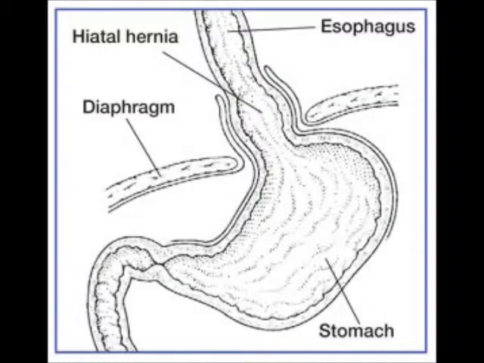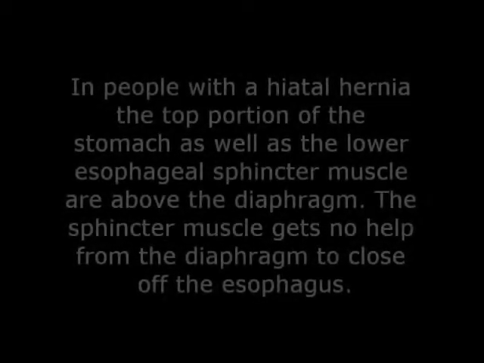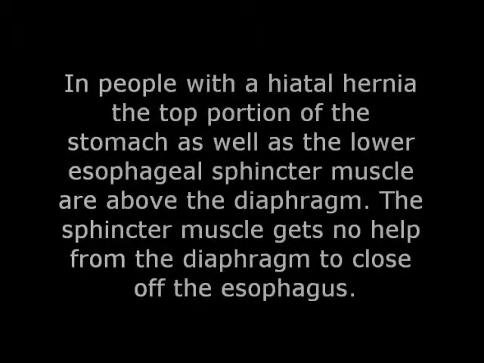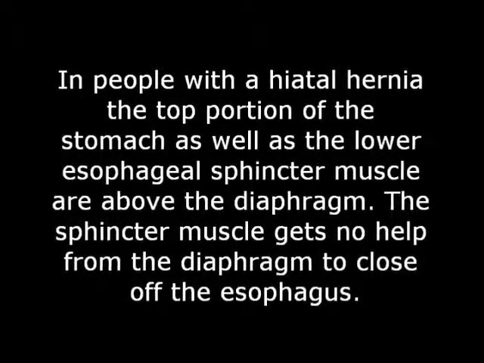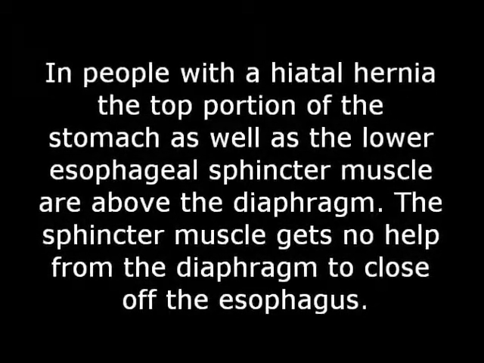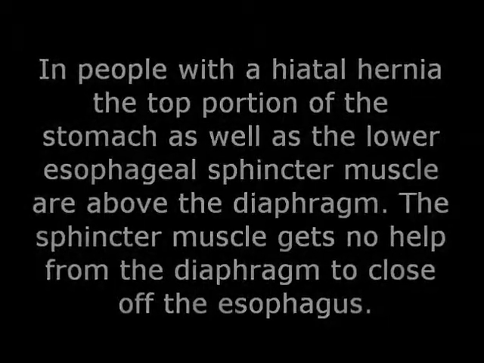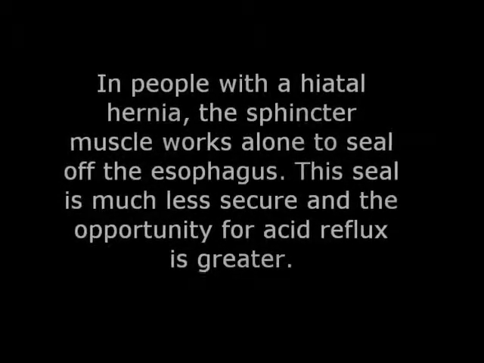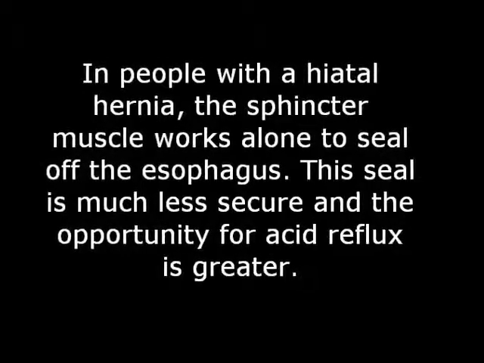Here you see a picture where the stomach is protruding above the diaphragm, and the lower esophageal muscle also is above the diaphragm. In people with a hiatal hernia, the top portion of the stomach as well as the lower esophageal sphincter muscle are above the diaphragm. The sphincter muscle gets no help from the diaphragm to close off the esophagus. In people with hiatal hernia, the sphincter muscle works alone to seal off the esophagus. This seal is much less secure, and the opportunity for acid reflux is greater.